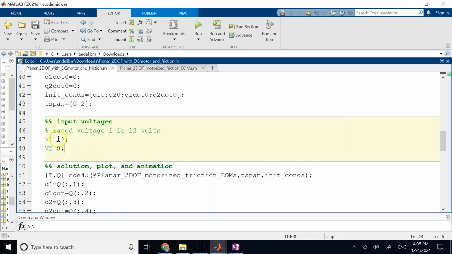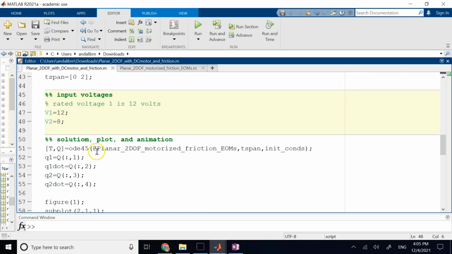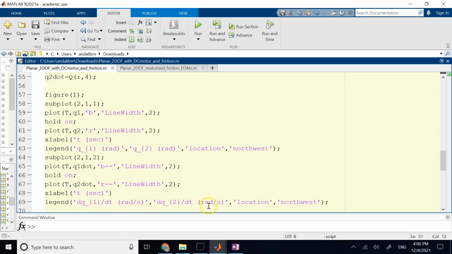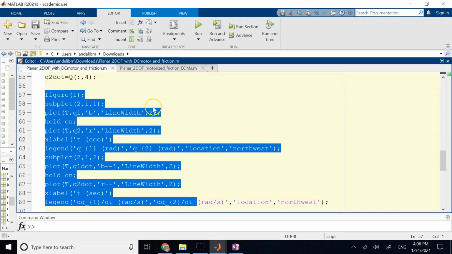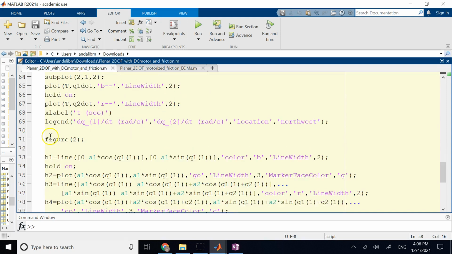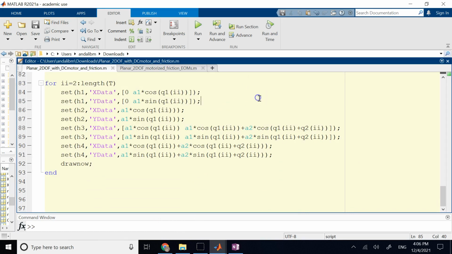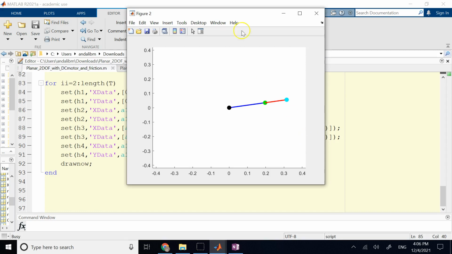So here, 12 and 8 volts, pass them to ODE45, get the solution, and here I'm doing the plot of positions and velocities for you, and then I do an animation of the 2 degree of freedom planar arm with the voltages coming from here. So let's go ahead and do it.